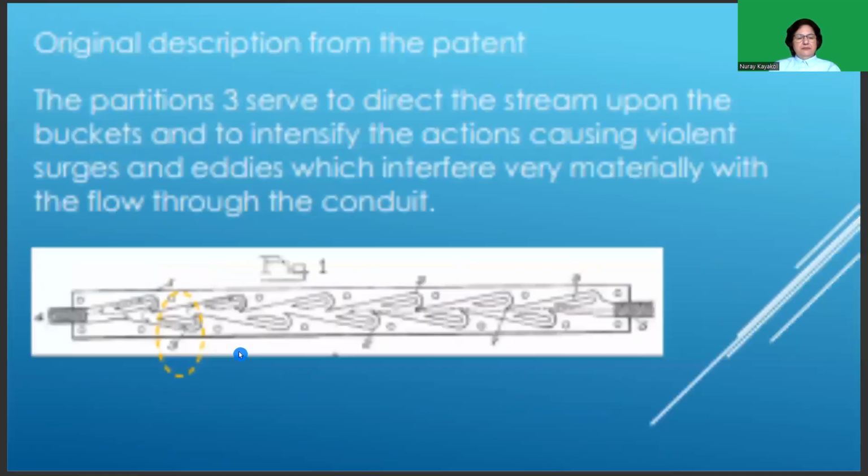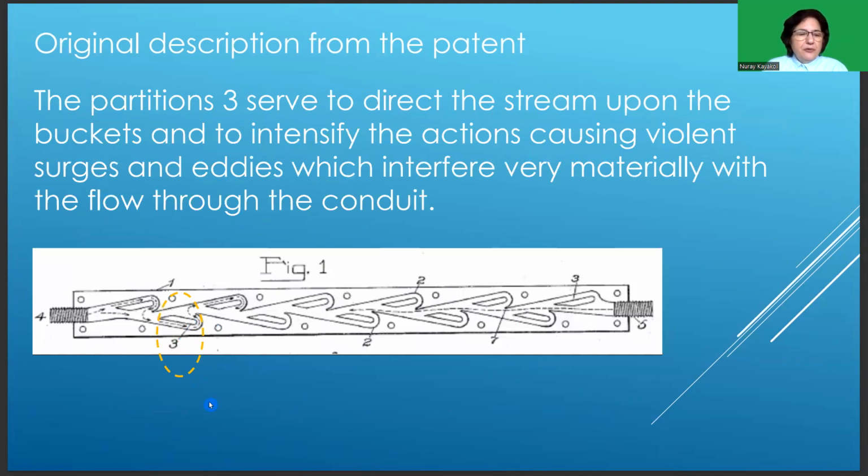Okay, let's continue. Another description. "Now, the partitions 3 serve to direct the stream upon the buckets and to intensify the actions of causing violent surges and eddies, which interfere very materially with the flow through conduits." So he says because of the circular motion, because the streams collide with each other and then move around, it is going to cause some eddies. So in order to slow down fluid flow, you should create some vortices and eddies and disturbance to the flow. This is how it is done in the Tesla valve.